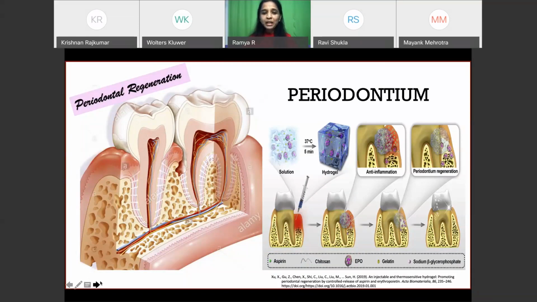Okay. So this particular periodontium is a very, very beautifully architectured tissue, beautifully engineered tissue. Why is that statement being given? Because when you say periodontium, we are actually talking about the cementum, the ligament, and the bone together. Periodontal ligaments are just rope-like structures which are connecting the cementum and the bone.